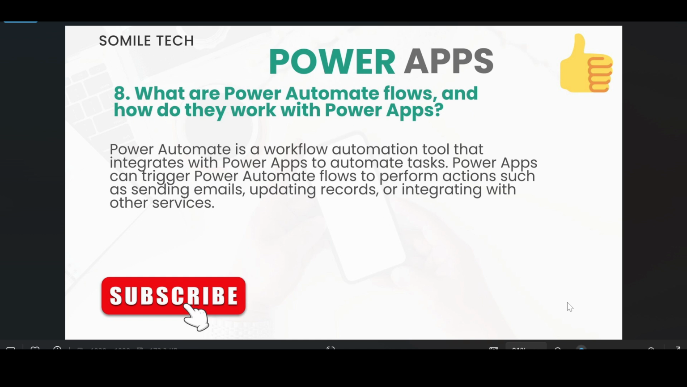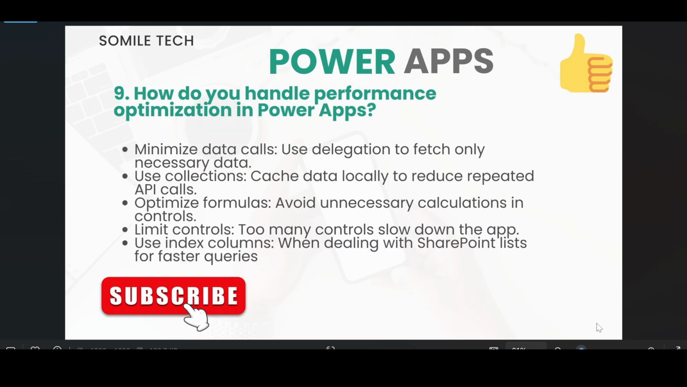Question number 8, which is also very important. What are Power Automate flows and how do they work with Power Apps? Power Automate is a workflow automation tool that integrates with Power Apps to automate tasks. Power Apps can trigger Power Automate flows to perform actions such as sending emails, updating records, or integrating with other services.